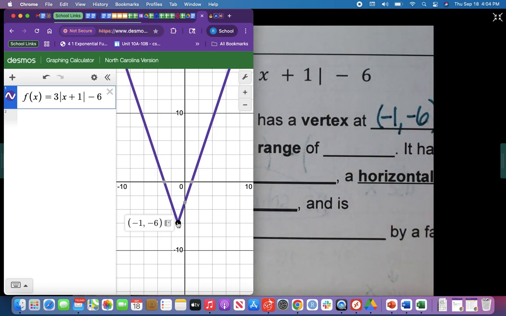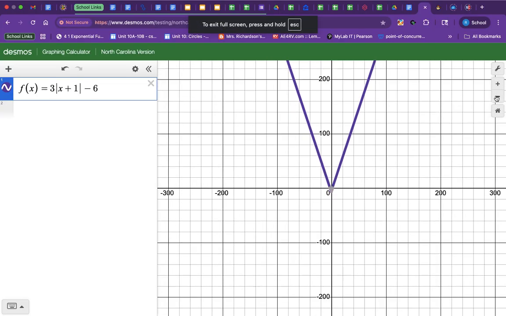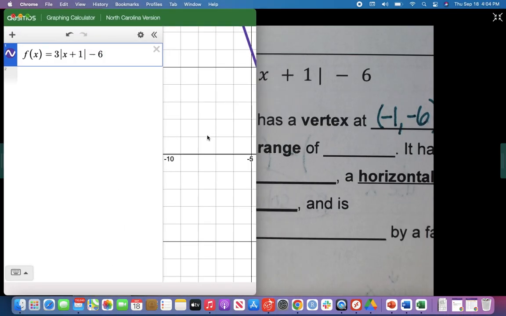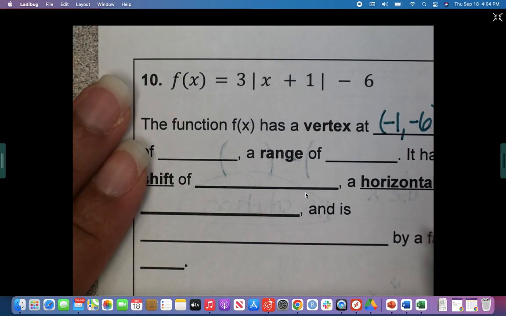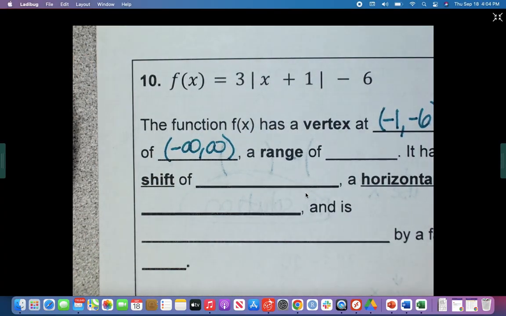All right, the domain. Remember, domain is your x values. Does this graph go left and right forever? Yes, it does. This side is going left forever, and that side is going right forever. So remember, if that is the case, then your answer for the domain is negative infinity to positive infinity.